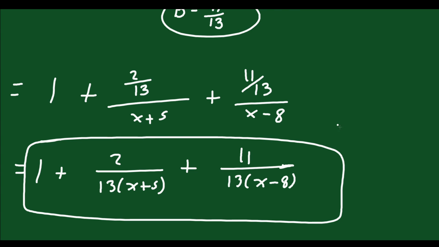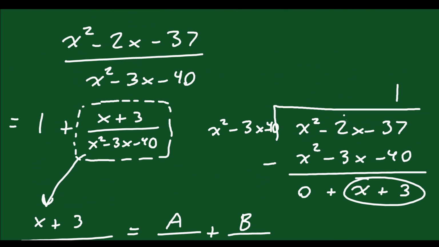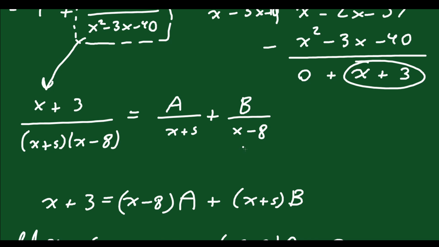So we've looked at what to do when the top exponent's smaller. You just do it the normal way. If the bottom exponent's smaller, you got to divide it first to figure out that it's 1 plus, and then you get a new fraction with the remainder over the denominator, right? And then that's the one you break up the way we've been doing. So let's do one more example.